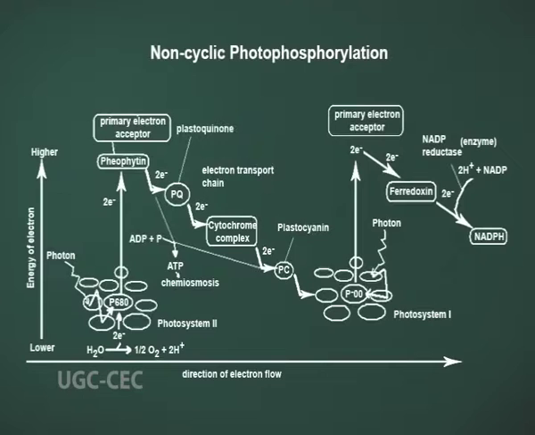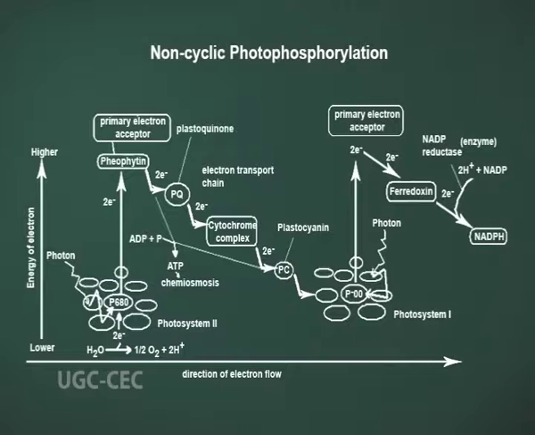nanometer. Light coming from the sun is trapped by P680 of photosystem 2, which raises some of the electrons to a higher energy level. This excited P680 emits high energy electrons to phaeophytin, which is a chlorophyll molecule where the central magnesium is replaced with 2 hydrogen atoms.